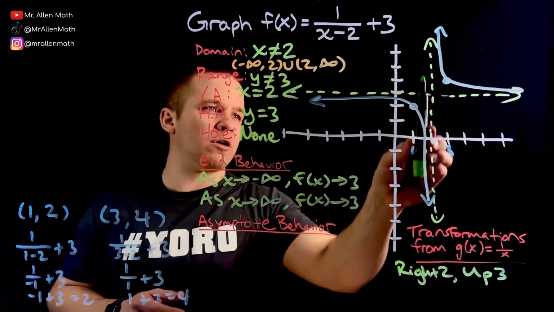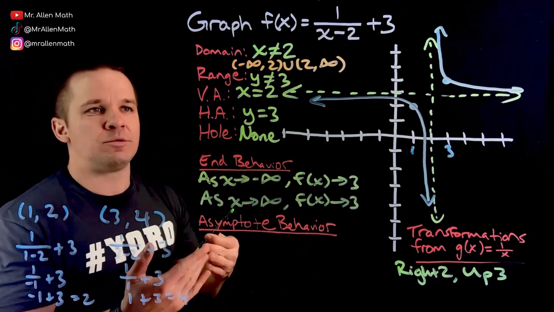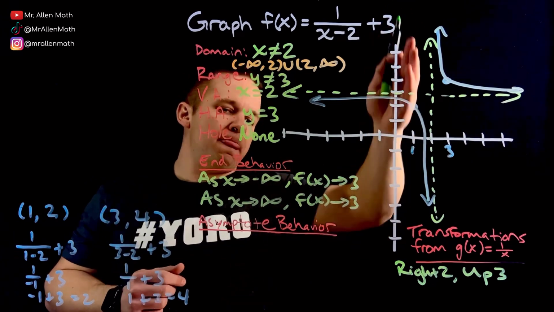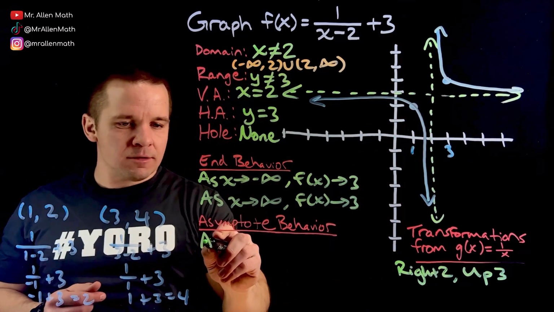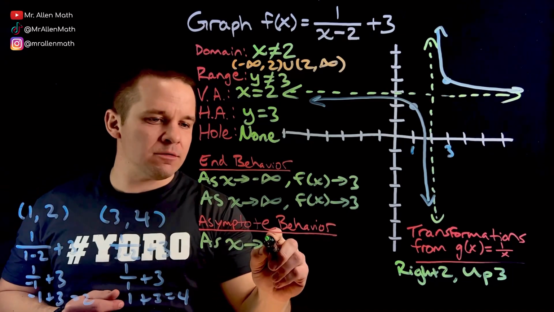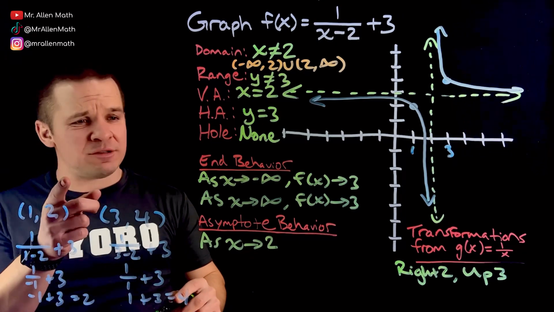We're talking about my vertical asymptote. We just talked about my horizontal asymptote. End behavior and horizontal asymptotes go together. Remember that. Vertical asymptote. So as x approaches that vertical asymptote, which is at x equals 2, it's doing different things on each side. So we have notation for that.